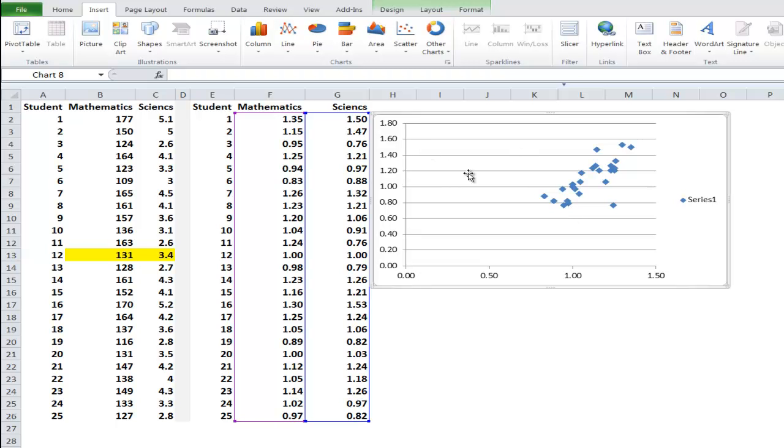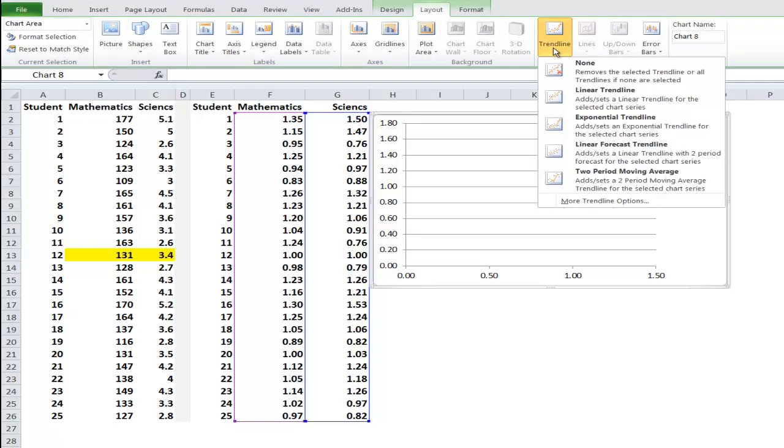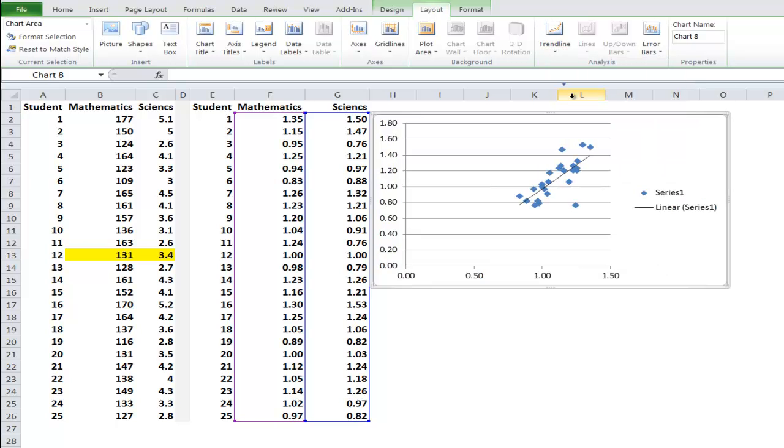What we could do is click on here. When you click on here, you get a new set of tabs on the top up here. Go to the layout one, and we'll go to Trendline. Let's just fit a straight line. Okay, so it does suggest there is a positive relationship between the two of them, that as mathematics gets better, science gets better, and vice versa, I suppose. Depends on what the dependent and independent variables are.